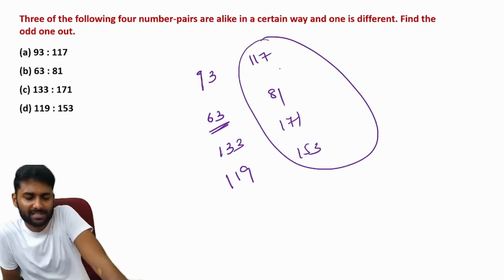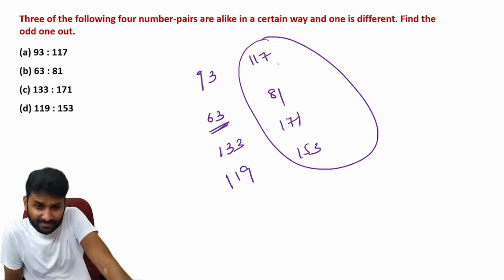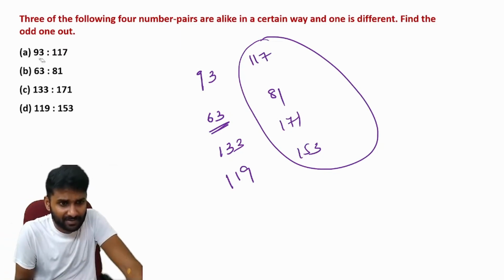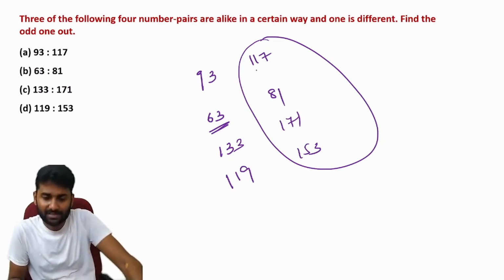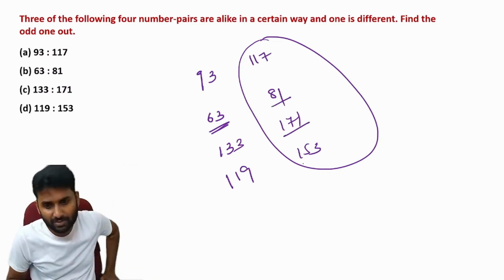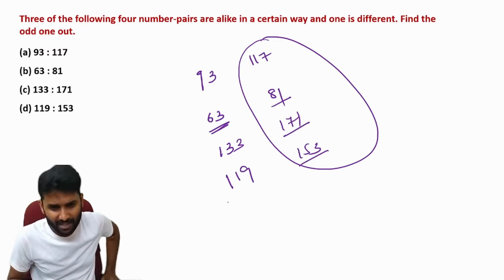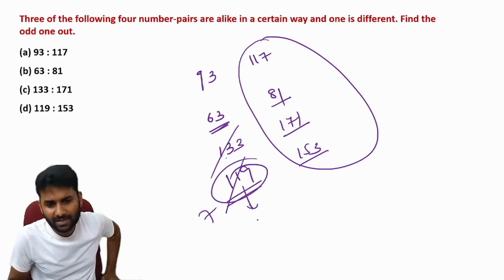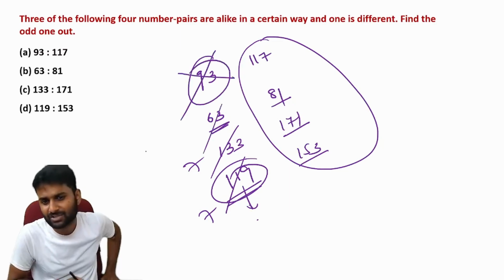See, 93 is not a prime number, right? 93 is a composite number. 117 is divisible by 9, 81 is divisible by 9, 171 is also divisible by 9, 153 is also divisible by 9. If we check here, 63, 133, 119 are all divisible by 7, but 93 is not divisible by 7.